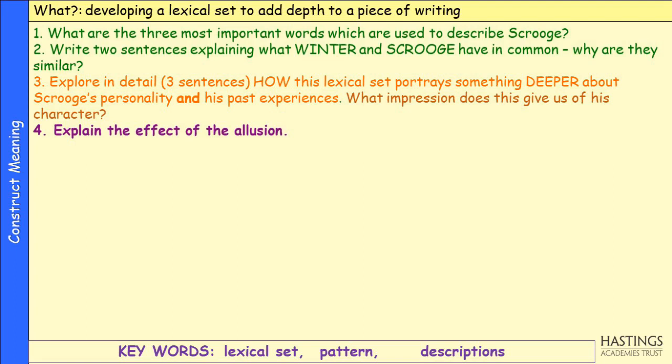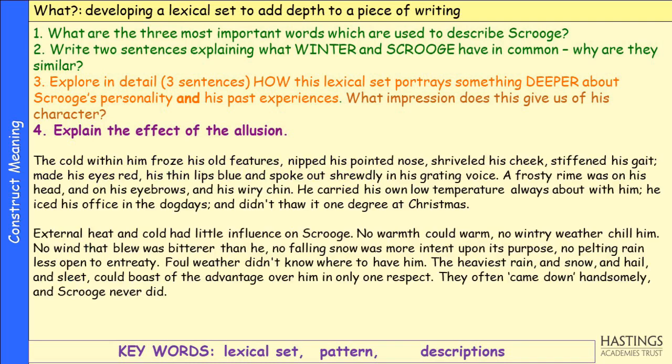If you're aiming for a grade 5 or 6, explore in detail in 3 sentences how this lexical set portrays something deeper about Scrooge's personality and his past experiences, and what impression does it give us of his character. And finally, if you're aiming for a grade 7 or above, can you explain the effect of the allusion? Here is the text. Pause the video now to give the questions a go.